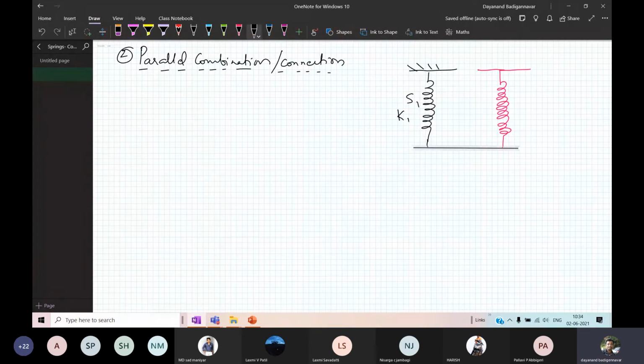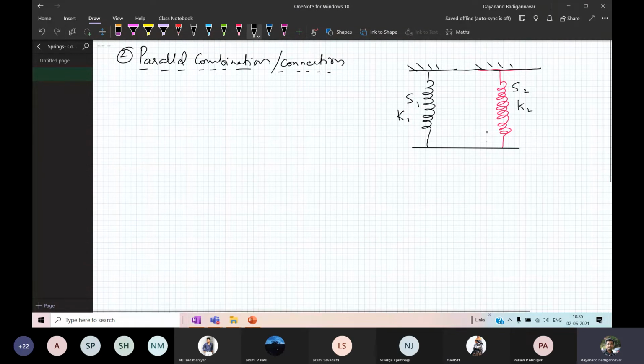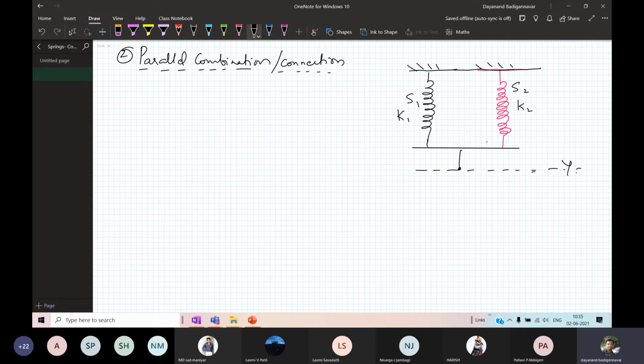End to end, back to back. The top end is connected to the top end, and the bottom end is connected to the bottom end, like this. So these are the springs connected in parallel. Now what is the net spring I should use to replace them? Once I apply a mass, this is the position of the spring. This position I have taken as y equal to 0.